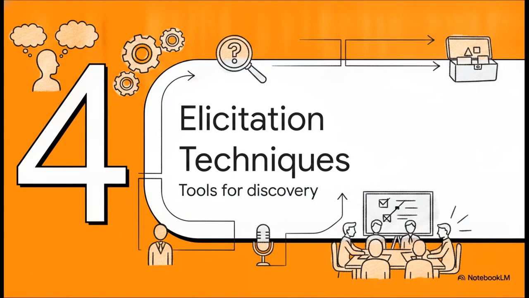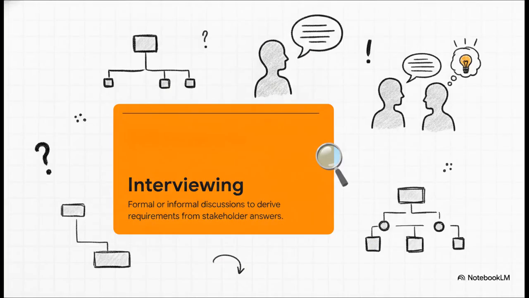All right, Section 4, Elicitation Techniques Explained. The real trick here is knowing exactly how to perform that very first step of discovery. And our first tool in the toolkit is interviewing. We define this as formal or informal discussions with system stakeholders to ask questions and derive requirements from their answers.